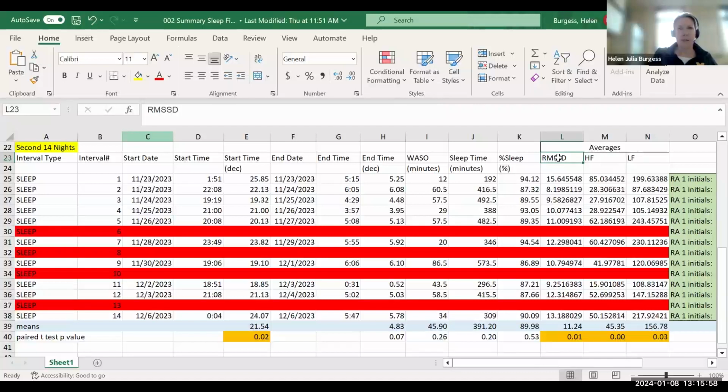Fitbit says it will only export heart rate variability during the sleep episode because heart rate has to be stable. But we have noticed in the exports that sometimes there are 5-minute averages that come out which are outside of the sleep episode, and we've just decided not to use those when we calculate our averages.